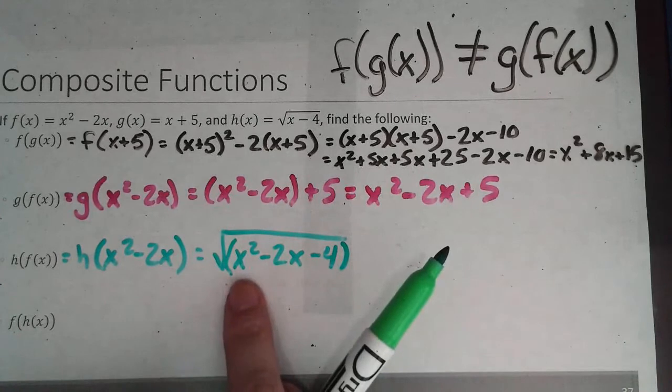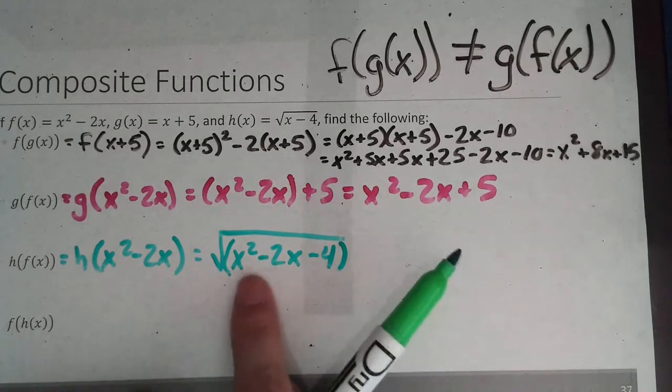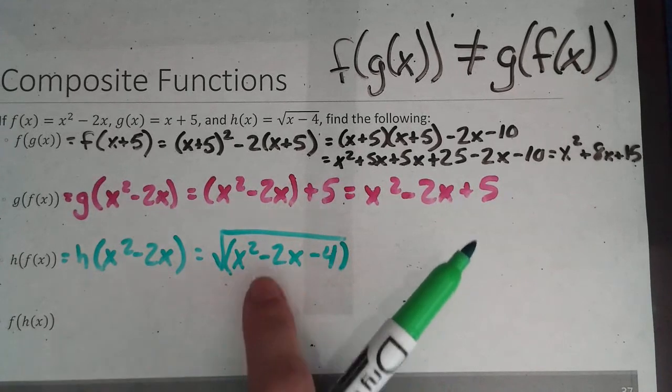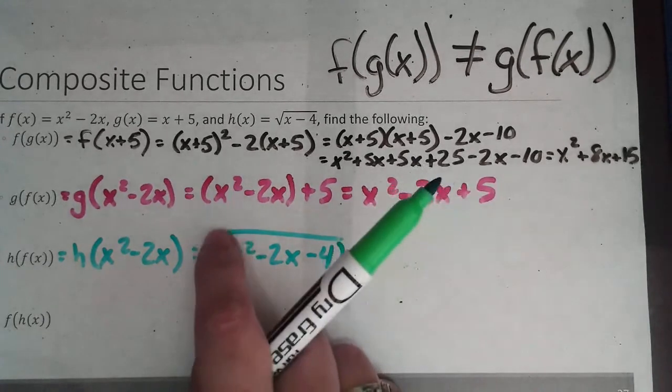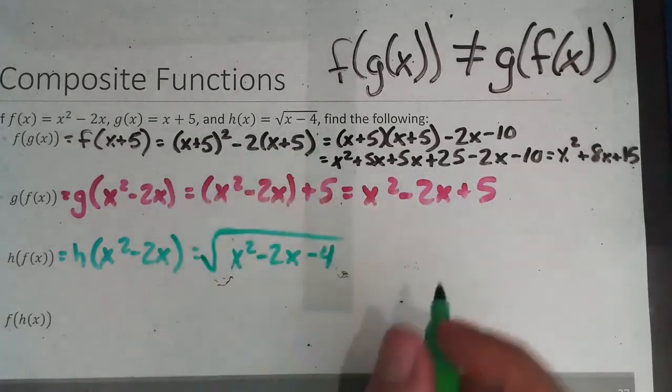Our x squared is attached to the 2x because of this minus sign. So you can't just break that part off. The pluses and minuses hold together like glue. So you can't take the square root if there are pluses and minuses involved.